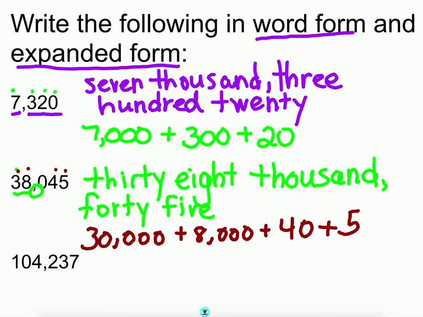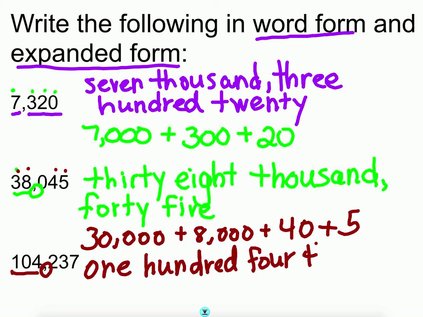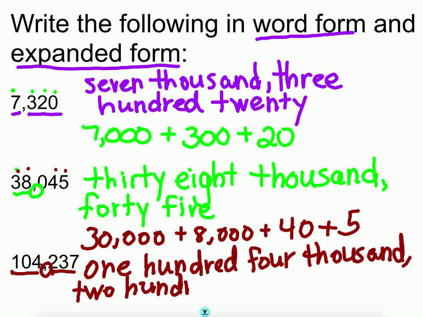And last but not least, we have 104,237. So again, let's chunk it. 104, and that stands for the word thousand. So we're going to write 104,000, comma, 237. 237.